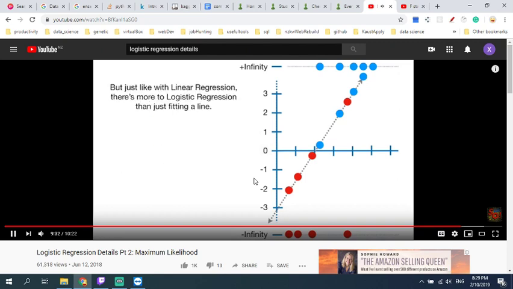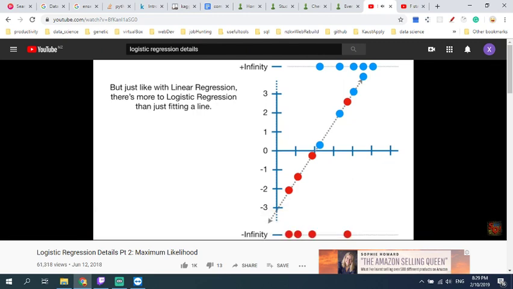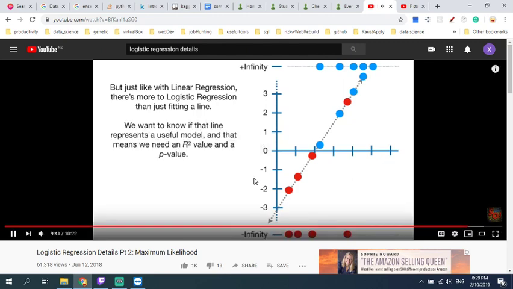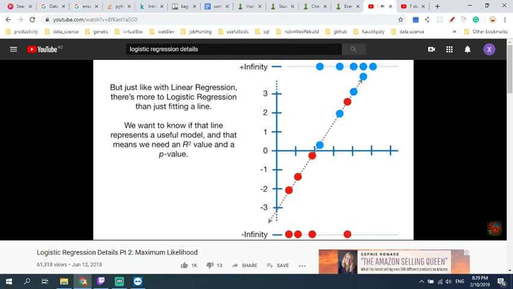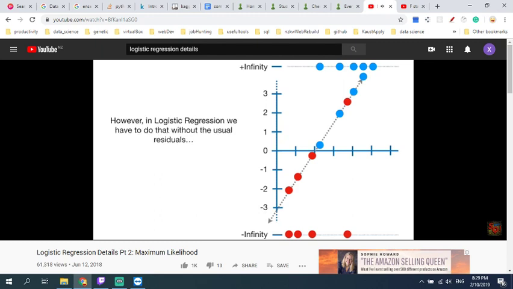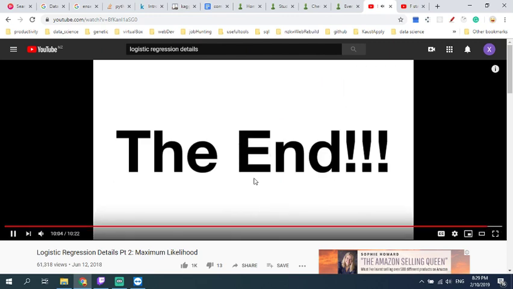But just like with linear regression, there's more to it. We need to know if that line represents a useful model, and that means we need an R-squared value and a p-value. However, in logistic regression, we have to do that without the usual residuals. So we'll learn about R-squared and p-values for logistic regression in the next StatQuest, another exciting StatQuest.